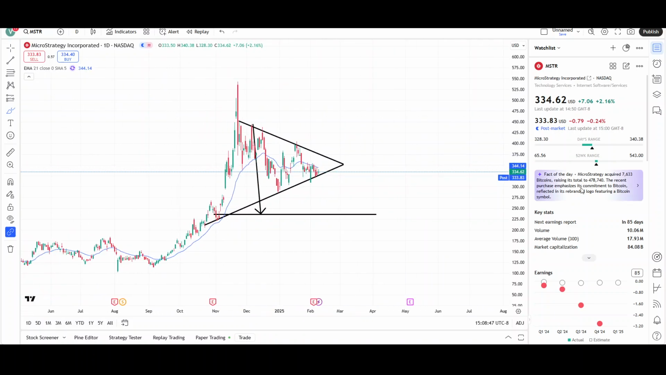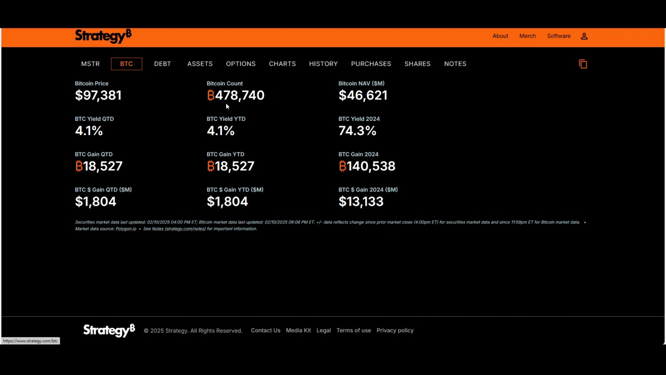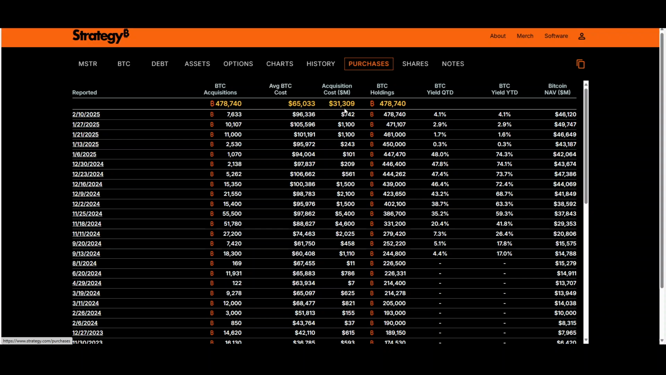They did buy more Bitcoin today, 7,633. As you can see here, MicroStrategy holds about, let's take a look at Bitcoin, 478,740 Bitcoin. And today was a purchase of about 7,633, and that brings it to that total. They continue to buy more Bitcoin, and they're almost at 500,000 Bitcoin.